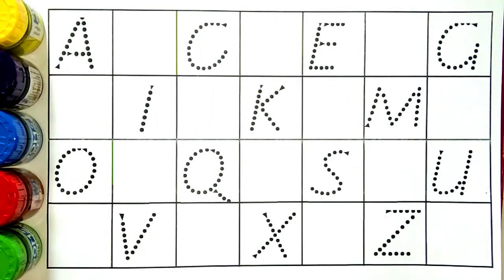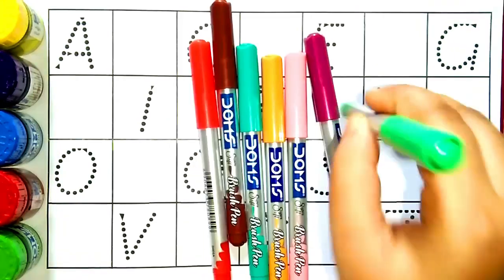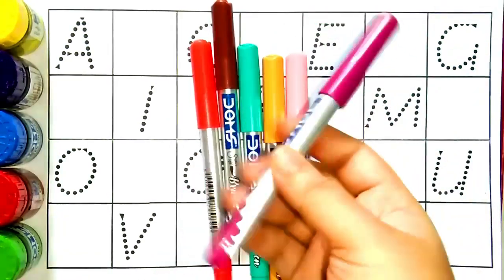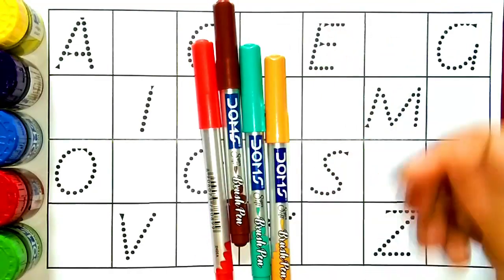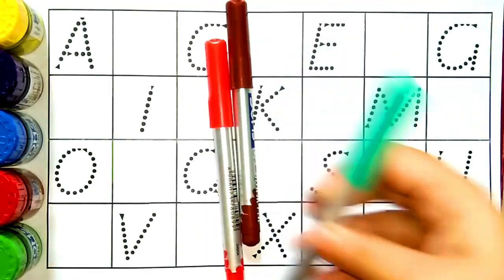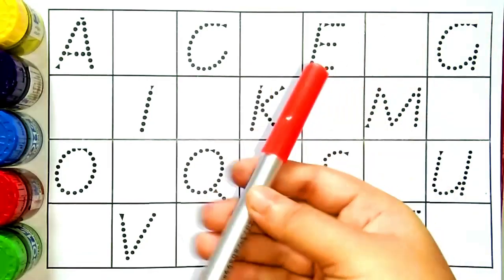Hello! Let's learn some alphabets with colors. Light green color, magenta color, light pink color, yellow color, sea green color, brown color, orange color.